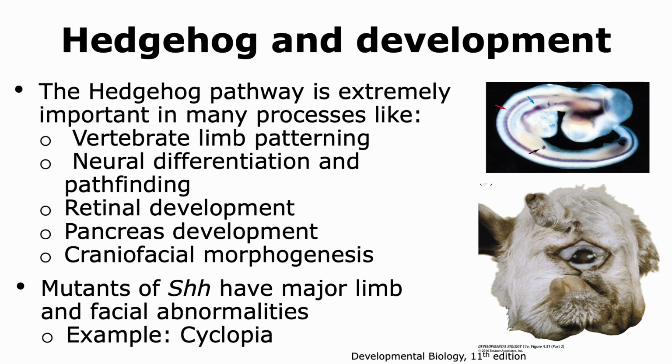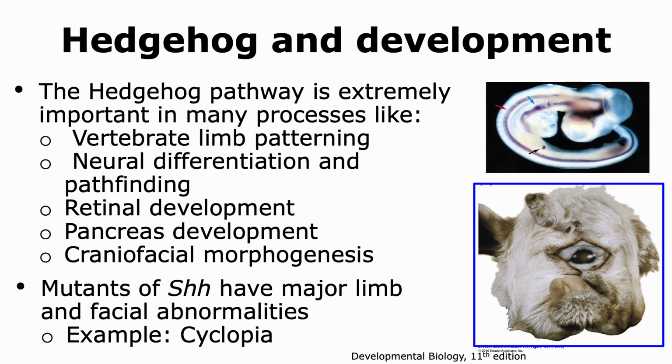An example is when we have mutations of sonic hedgehog, we can see cyclopia being formed. In the case of cyclopia, as shown in the figure in the blue box, the organisms have only one eye and they have many different types of facial abnormalities. Hence, hedgehog plays an important role in development.